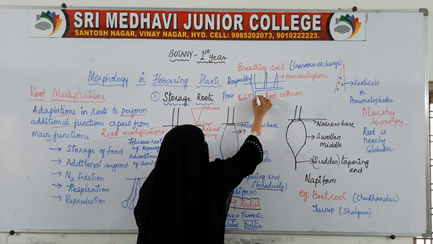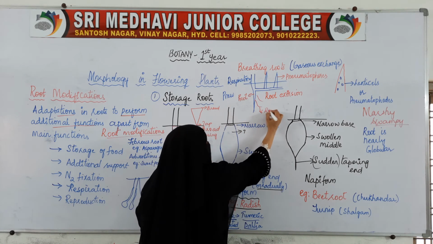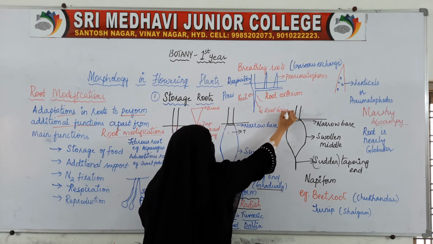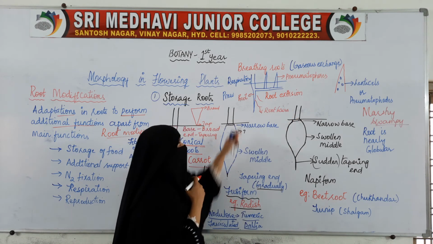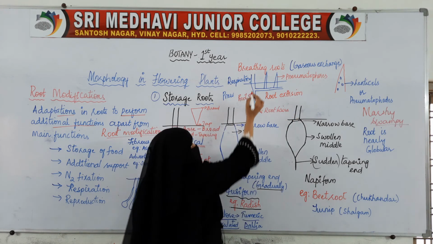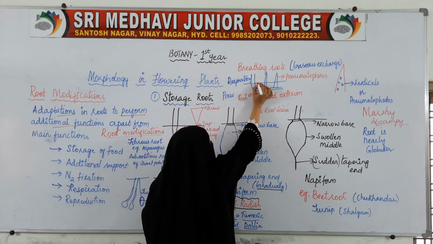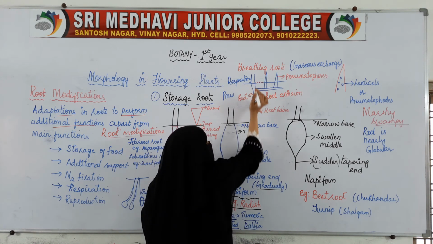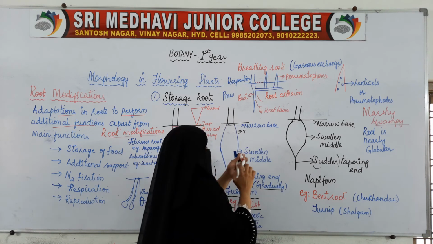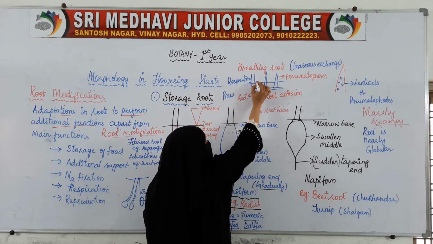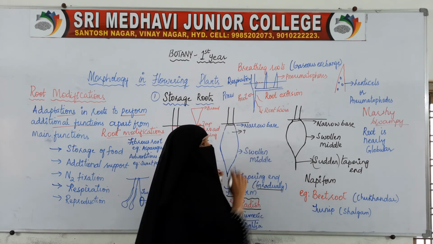On the roots, root hairs will be seen. These are the root hairs. Here, in between these soil particles, space is present. So air was entering, and the roots will take up the air.